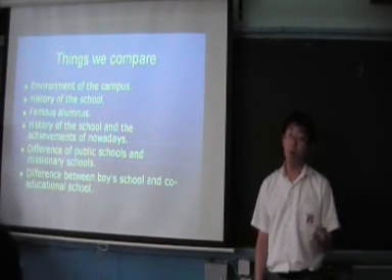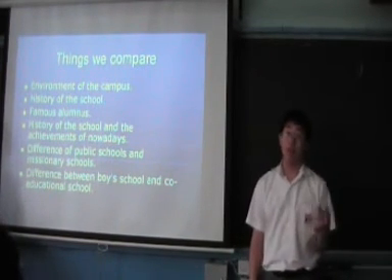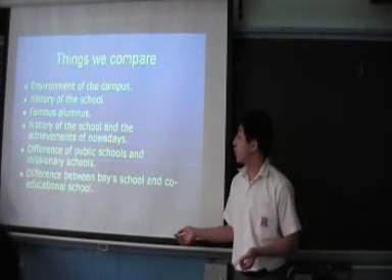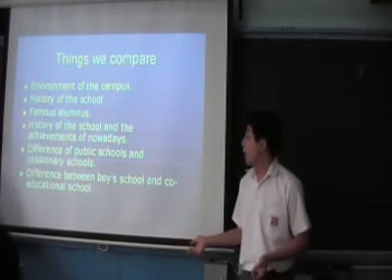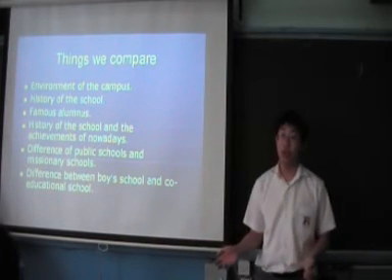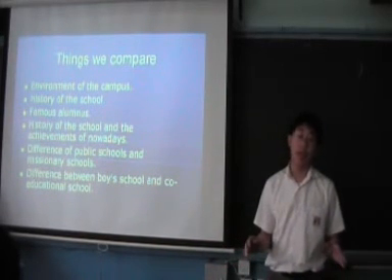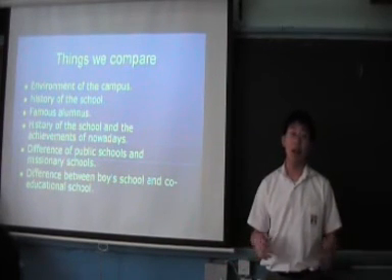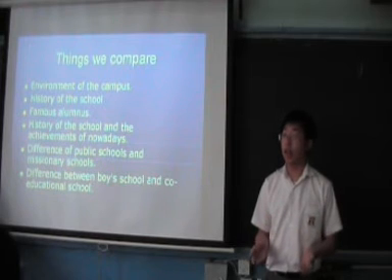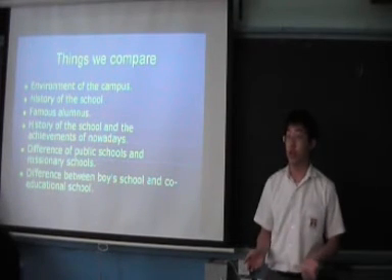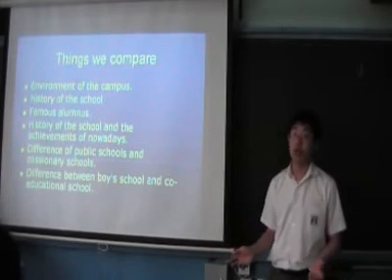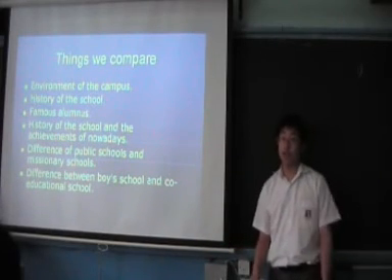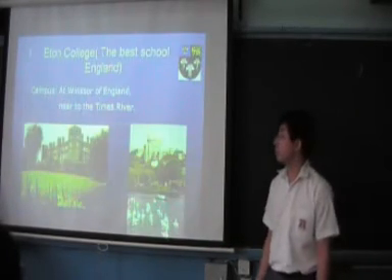Because we will compare 3 schools and 2 of them are boys' schools. Fourth, the history of the school and the achievements nowadays. Fifth, the difference of public schools and missionary schools. Missionary schools means that, just like our school, it is organized by some charities or church. And sixth, the difference between boys' schools and co-educational schools. A co-educational school like ours is a boys and girls school.